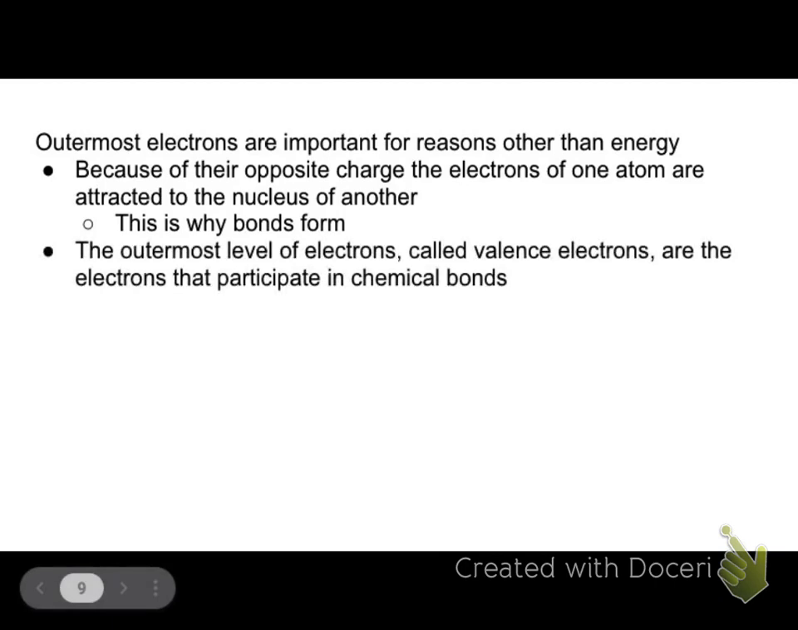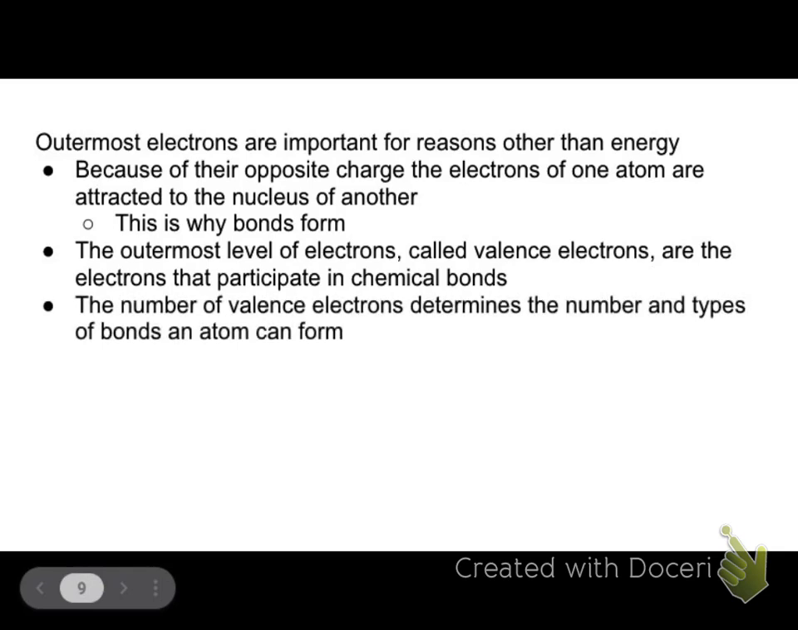Those outermost electrons are the furthest from the nucleus, which means that they feel less attraction from their own nucleus and are capable of feeling more attraction from the nucleus of the atom they're bonding with. So only those outermost level of electrons, which we are going to call valence electrons, are the electrons that participate in chemical bonds. The number of valence electrons determines the number and the types of bonds that an atom can form.